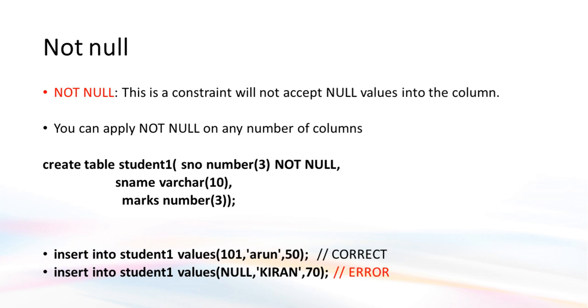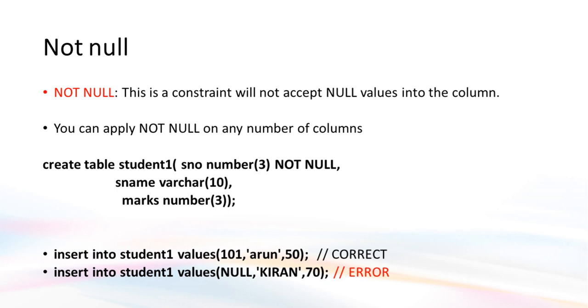Now I'm trying to insert the data in the table. Insert into student1 values. See now, 101 is S number, Arun is the name, 50 is the marks. This is the correct one. But see the second one. I don't know the S number, for example. Then what should I enter? I should enter null if I don't know the value. So I'm trying to insert null instead of the S number, because I don't know it.